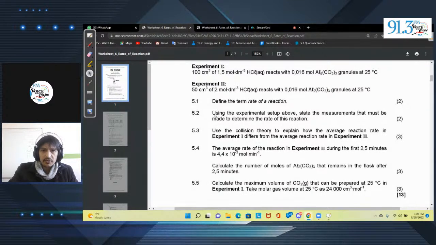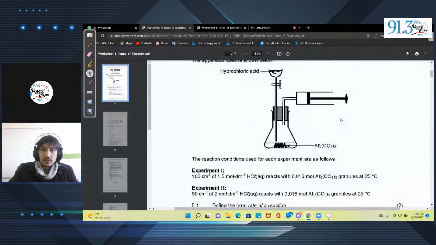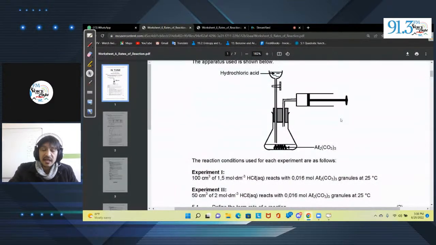Okay. 5.2. Use the experimental setup above. State the measurements that must be made to determine this rate of reaction. So, using this experimental setup, first of all, we know it's a rate of reaction, so the first one is time. Time is guaranteed. We need to measure how much time it takes for this neutralization to complete, right? And the other thing we need to look at is the volume of carbon dioxide gas produced, right? And we can go here and take a look, and they state time and volume of carbon dioxide gas produced. Okay.